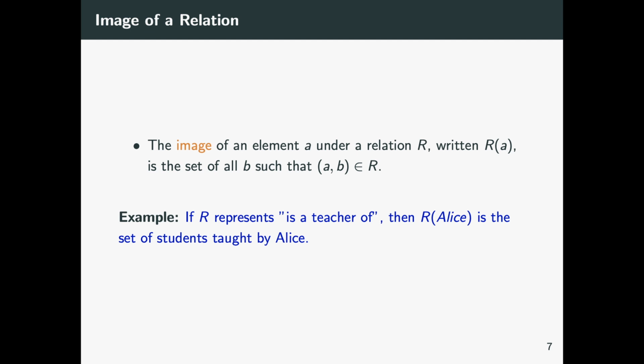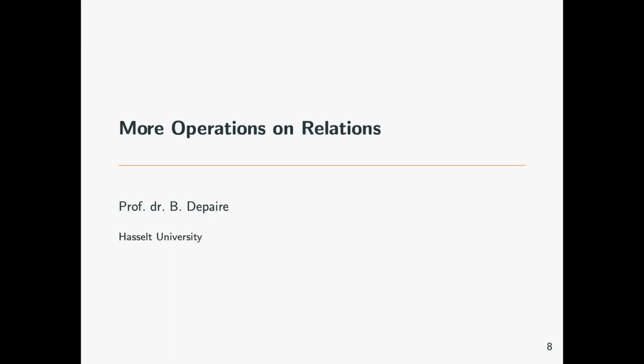For instance, if R represents is a teacher of, then the image of Alice under the relation R is the set of all students taught by Alice. This concludes our discussion on operations on relations. We have explored converse, join, projection, selection, composition, and image, each providing a different way to manipulate relations.